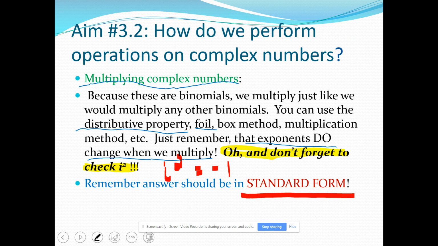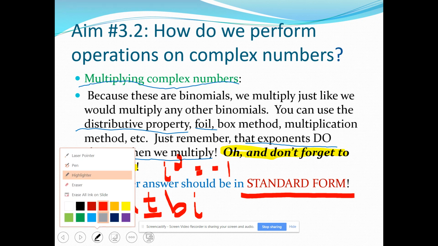All answers when we're done should be in standard form, and remember that's a plus or minus bi. So basically, the i should come last.